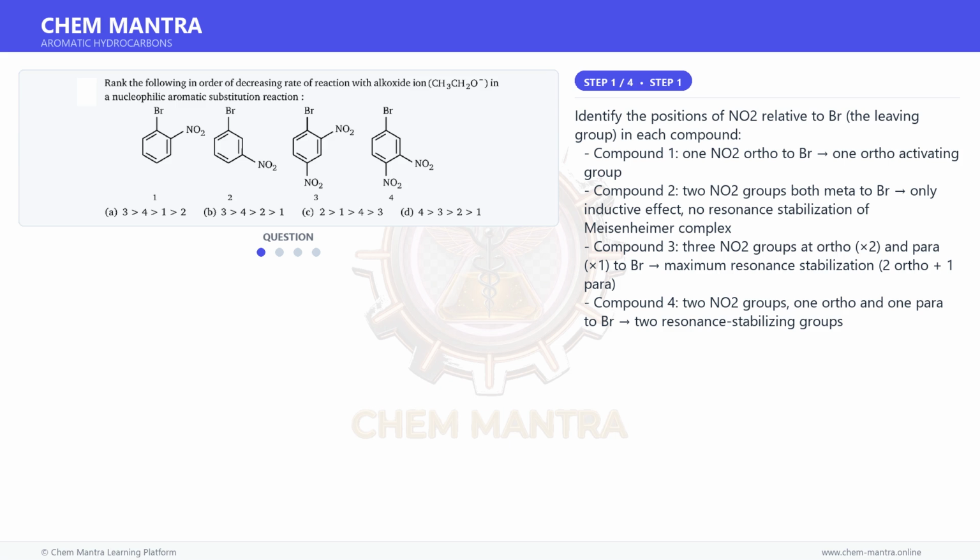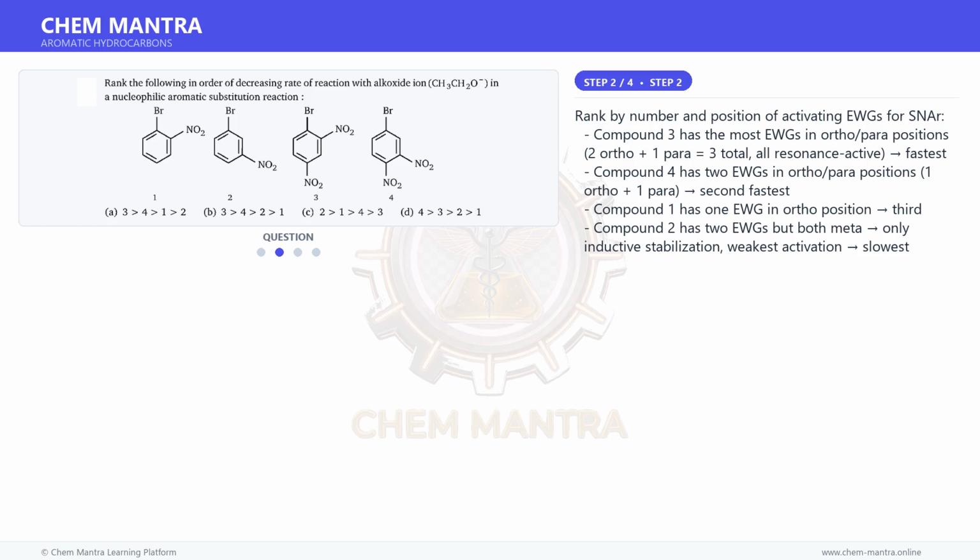Compound 3: 3 NO2 groups at ortho, times 2, and para, times 1, to Br, maximum resonance stabilization, 2 ortho plus 1 para. Compound 4: 2 NO2 groups, 1 ortho and 1 para to Br, 2 resonance stabilizing groups. Moving on to the next step.